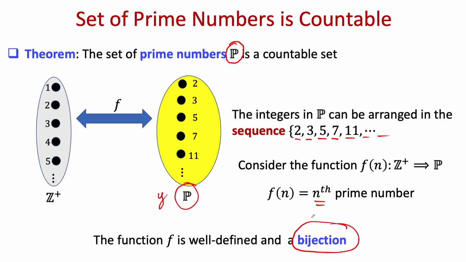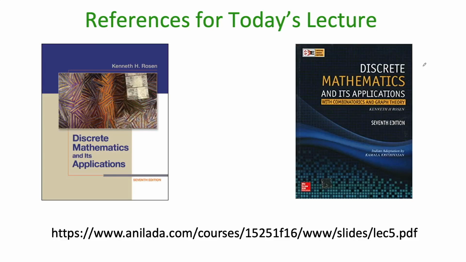So what have we proved till now? We have proved that the set of prime numbers has the same number of elements as the set of odd positive integers, which has the same number of elements as the set of positive integers. That means even though element wise they are different, cardinality wise they are the same. So that brings me to the end of this lecture.